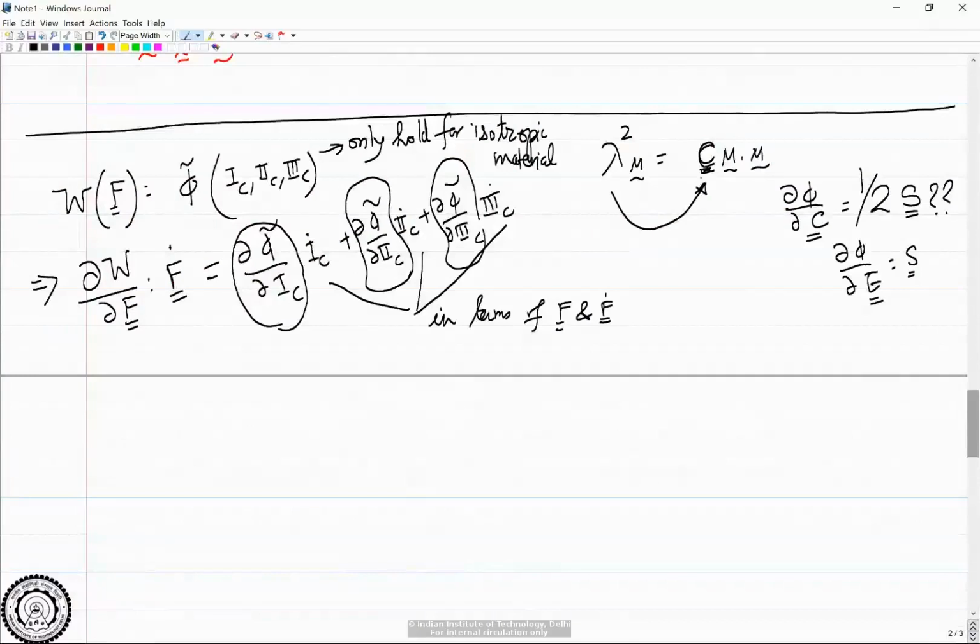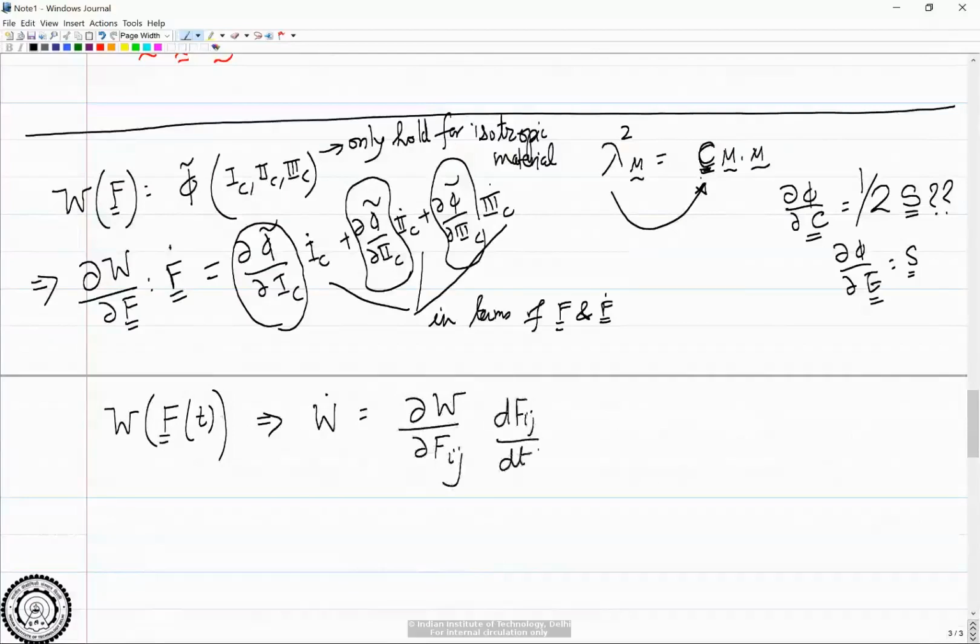I think Devjit was asking why we get double contraction. It is very simple. You see, this W is a function of big F, which will be changing with time. So when I want W dot, what do I have to do? I will do del W by del F_ij into d F_ij by dt from the chain rule, which is the same as P_ij into F dot_ij. And there is a summation over both i and j. And this is nothing but P double contraction F dot, right?